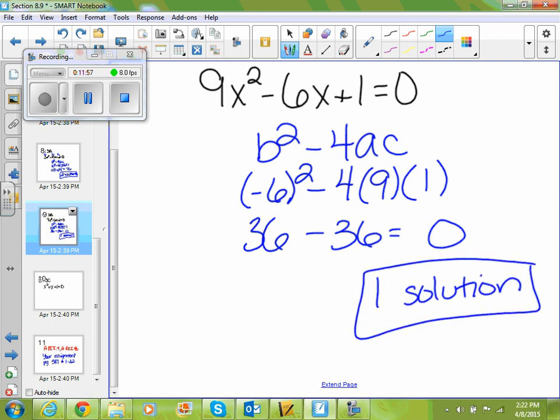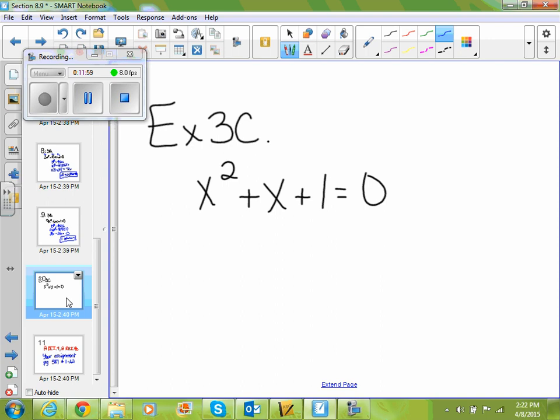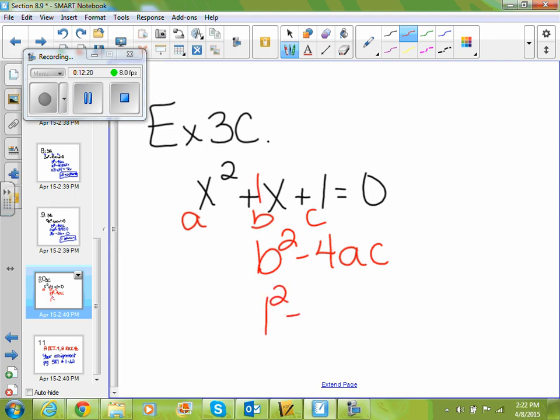You want to do one more? Okay. Alright, so x squared plus x plus 1. So b squared minus 4ac. Alright, so what's my b value? If I do a, b, c, what number's in front of my x? 1. So 1 squared minus 4.